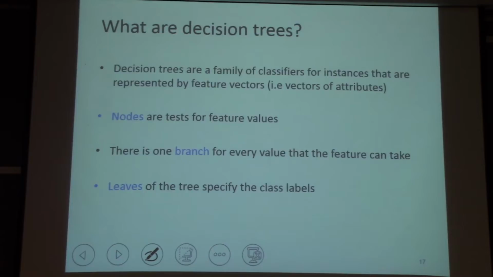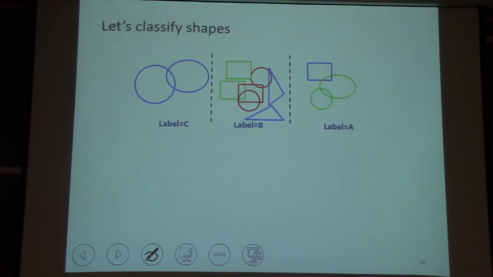Anyway, the nodes represent questions about attributes, and the edges represent a value that every attribute can take as an answer to that question. And the leaves of the tree represent the labels. Let's look at an example. Let's try to classify shapes. Say I give you a data set with 3 labels, A, B, and C, and your job is to find a way of classifying these shapes without having to remember this data.